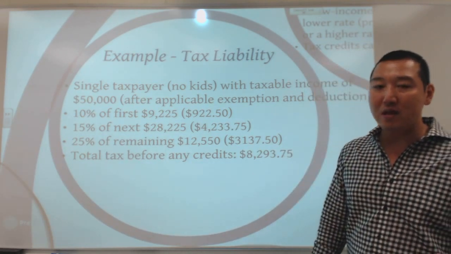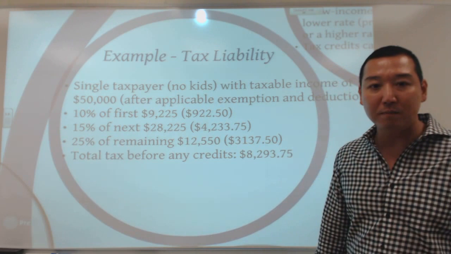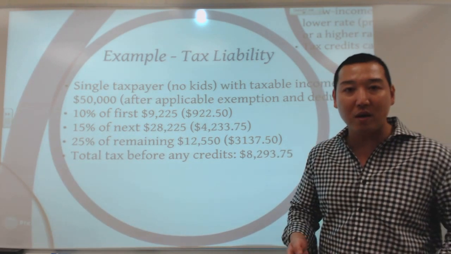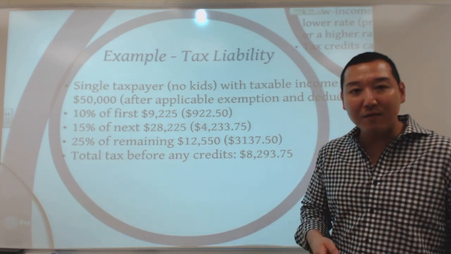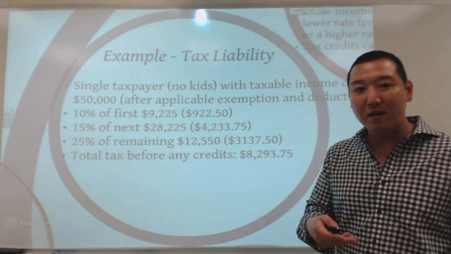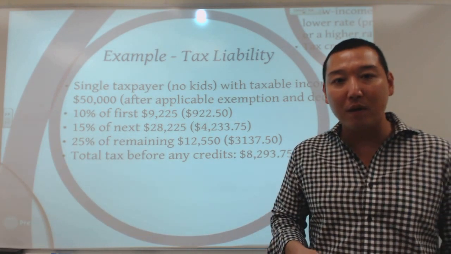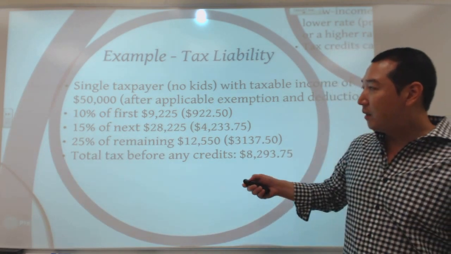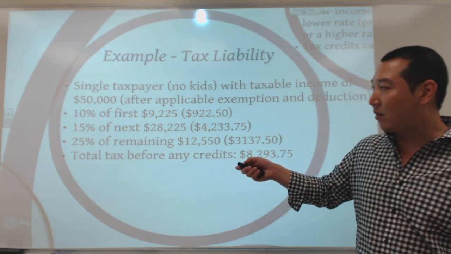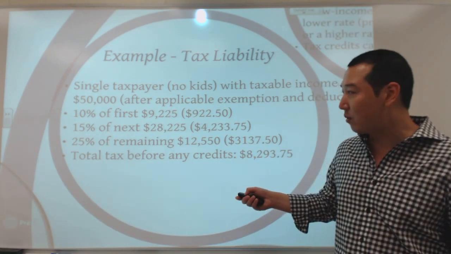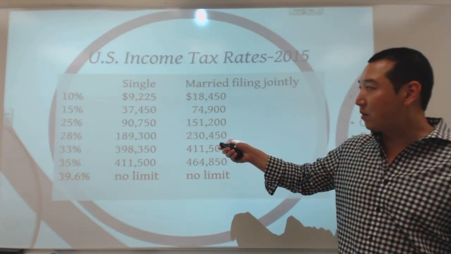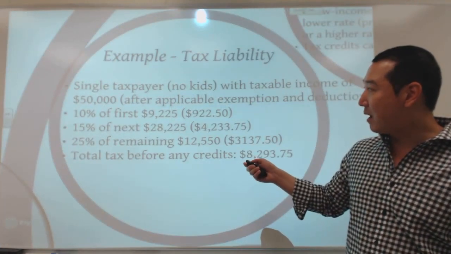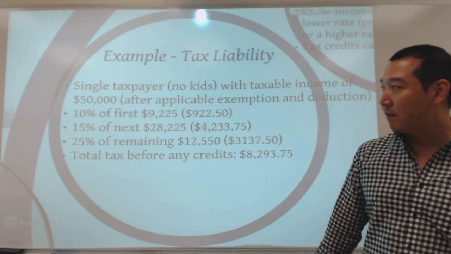And so I was taking you through the example of a single individual who has $50,000 in taxable income. So after applicable exemptions and deductions, you have $50,000 of taxable income, and what that person might owe in the way of federal taxes. And so we noted that we have a 10% tax on the first $9,225. So up to $9,225 of taxable income, you're going to owe 10%, or this amount here, $922.50.